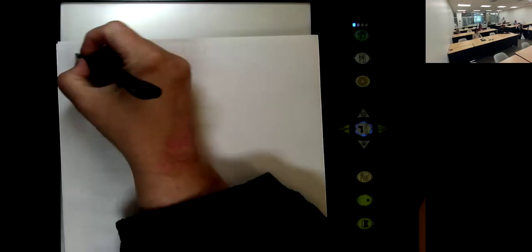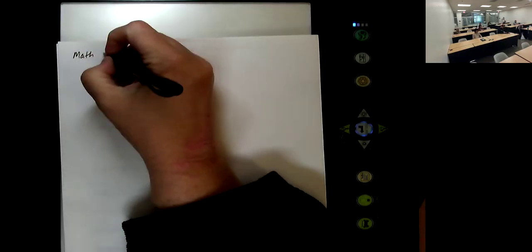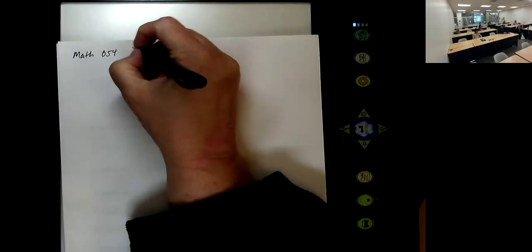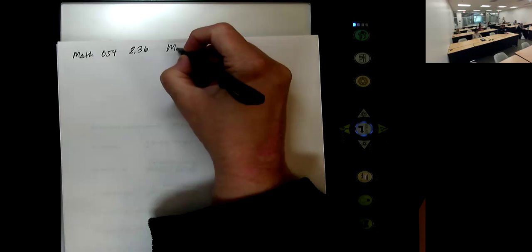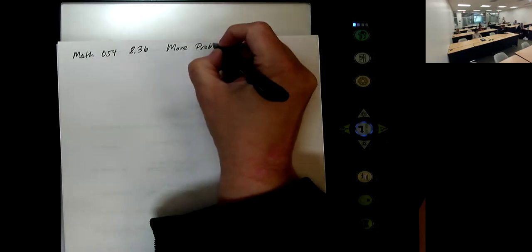We are going to do a couple more problems in 8.3, this will be 8.3B with some more problems. And then we'll dive into 8.4, which is on vectors, algebra with vectors.